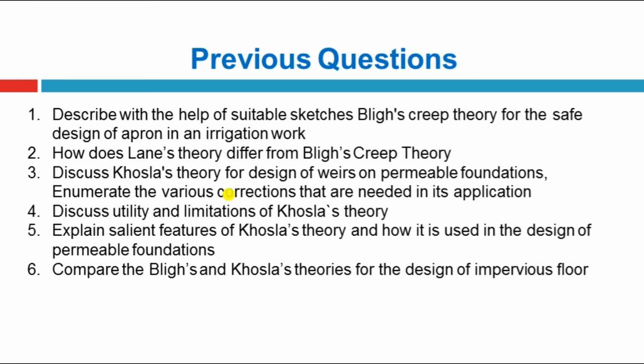Discuss Khosla's theory for design of weirs on permeable foundation and enumerate the various corrections that are needed in its application. Discuss utility and limitation of Khosla's theory. Express salient features of Khosla's theory and how it is used in design of permeable foundation. Compare Bligh's and Khosla's theory for the design of impervious floor. Those are the two theories that can be used for designing irrigation structures on a pervious foundation.